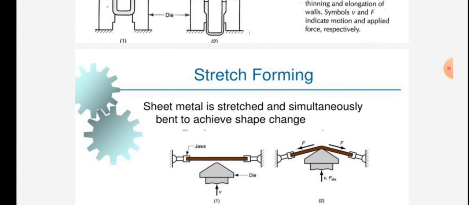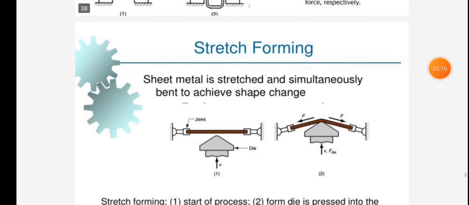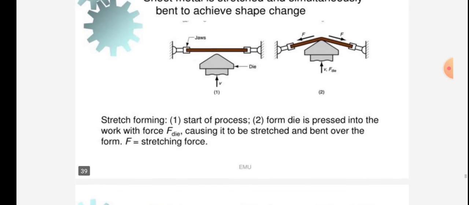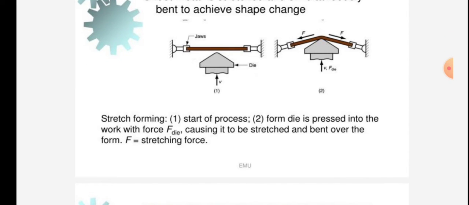Stretch forming. Stretch forming process: sheet metal is stretched and simultaneously bent to achieve shape change. Jaws are shown in figure. F is the force and V is the velocity of the die. Punch.